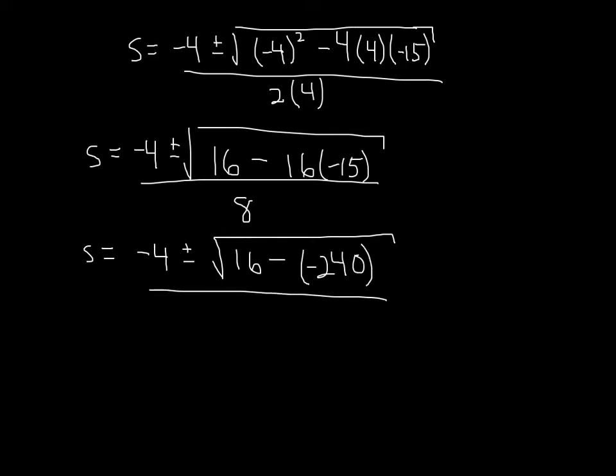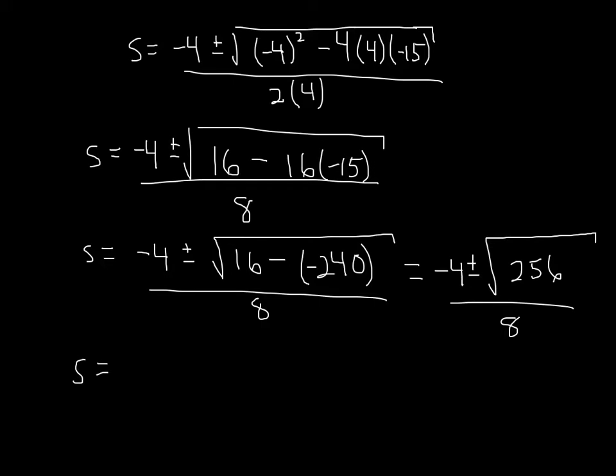All divided by 8. Just keep doing the addition and subtraction. I'm doing it step by step. Like I said, you can combine things. So 16 minus negative 240 is going to give me 256, all divided by 8. I can find what the square root of 256 is with a calculator very easily. Hopefully they're letting you use calculators. And I find s is equal to negative 4 plus or minus 16, all divided by 8.